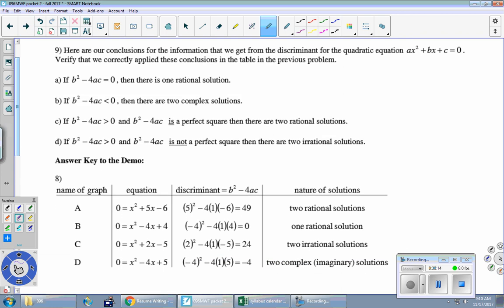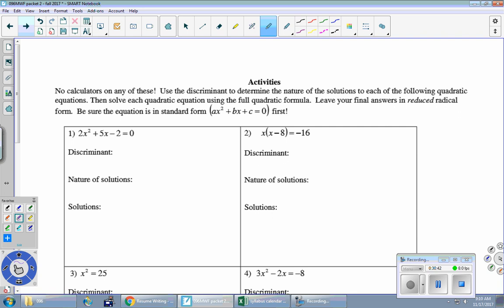If you're equal to 0, 1 rational. If you are less than 0, 2 complex. If you are greater than 0, well, that's these last two cases. You have to ask a further question if your discriminant is bigger than 0. You have to decide whether it's a perfect square or not. If it is a perfect square, 2 rationals. If it is not a perfect square, 2 irrationals. Those are all 4 possibilities. Any case for the discriminant, you can handle it by finding which of these 4 it is.